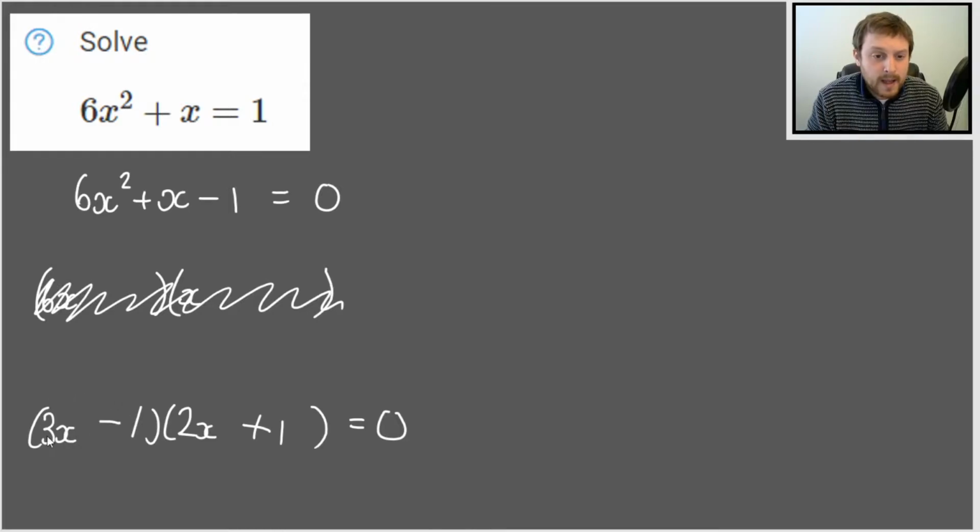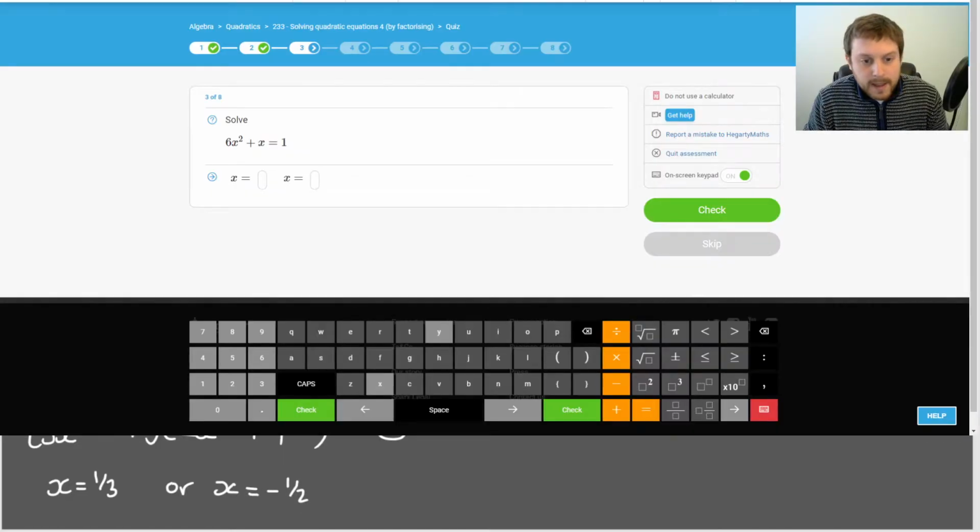So anyway, either 3x minus 1 is 0, which would make x be a third, or 2x plus 1 is 0, which would make x be minus a half. So we're going to have to put that into our Hegarty. So 1 over 3. I just pressed the forward slash for the fraction line, by the way, in case anyone's wondering that.